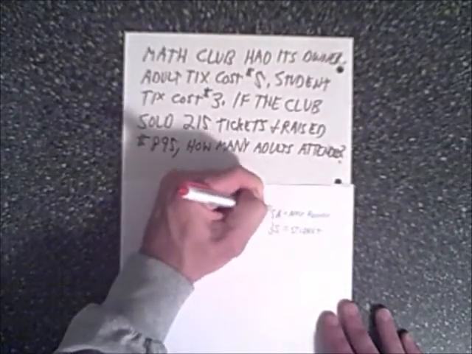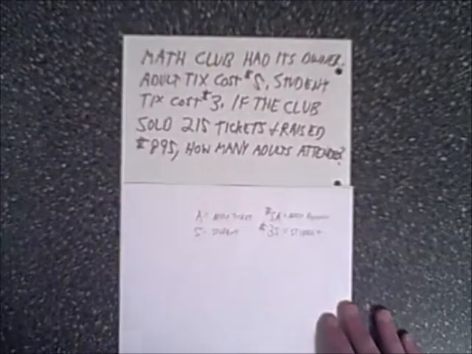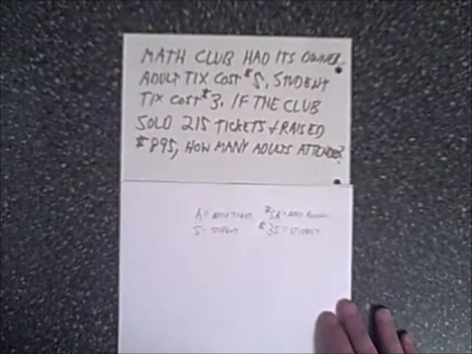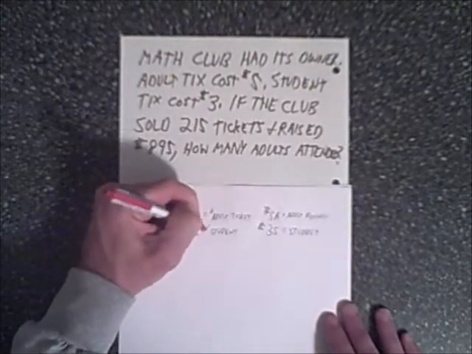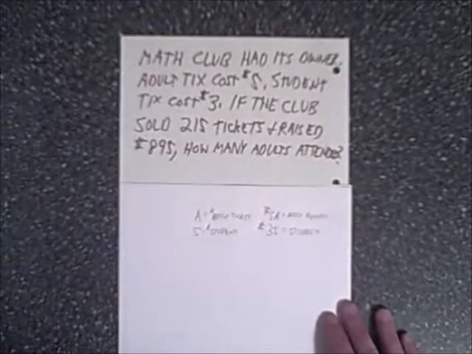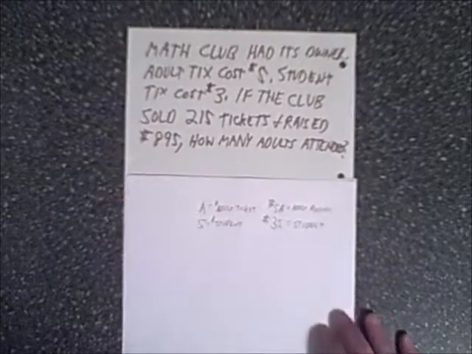Okay. And I actually should, let's make dollars. We'll show all of our units here. Okay. And again, this is the number of tickets. A is the number of adults, S is the number of students, and the club sold 215 tickets.